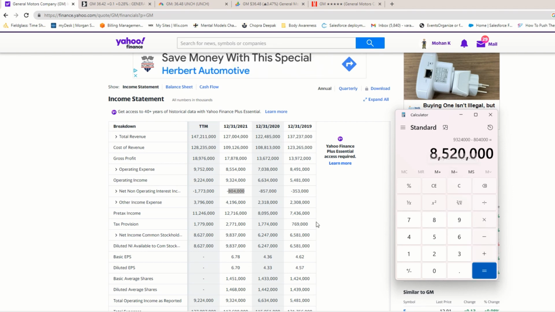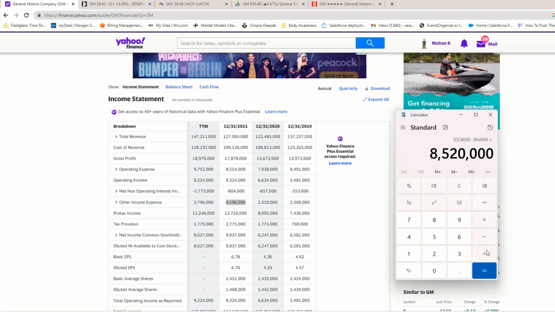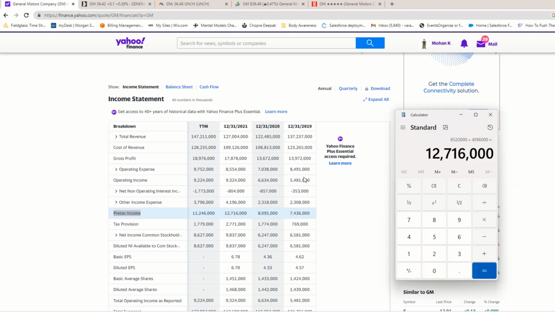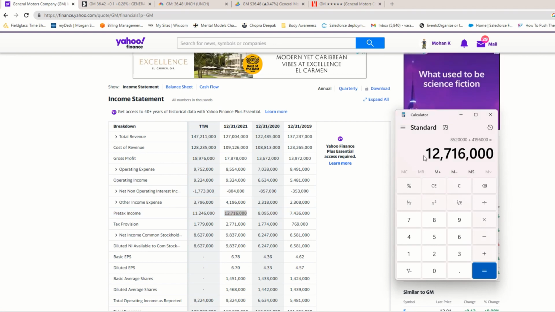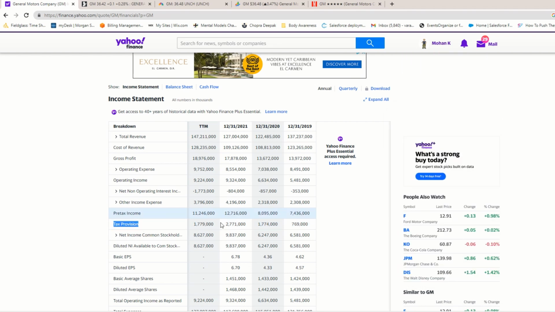$8.52 billion now. And then there is another income expense, which is there is an income which is 4196. Let me add that. It's an addition actually. I'm going to add it. Let's see, equal to, so the total income before the tax, or we call it pre-tax income, which is $12.716 million.